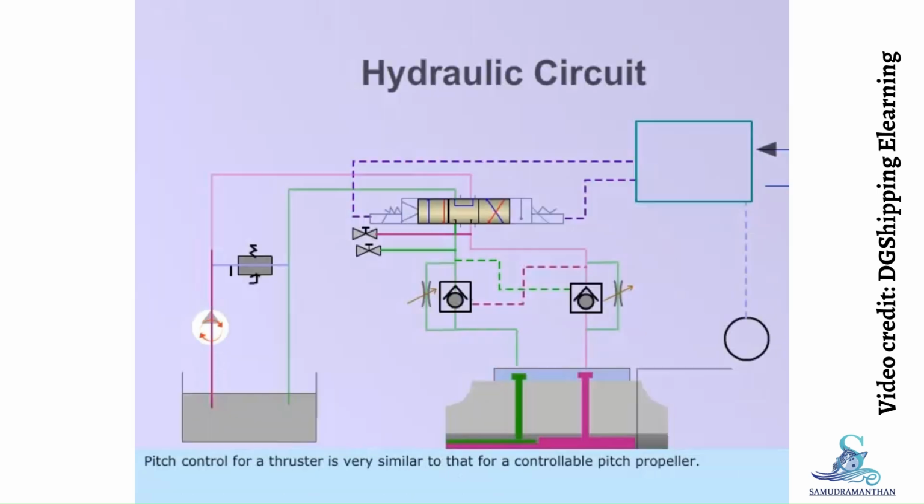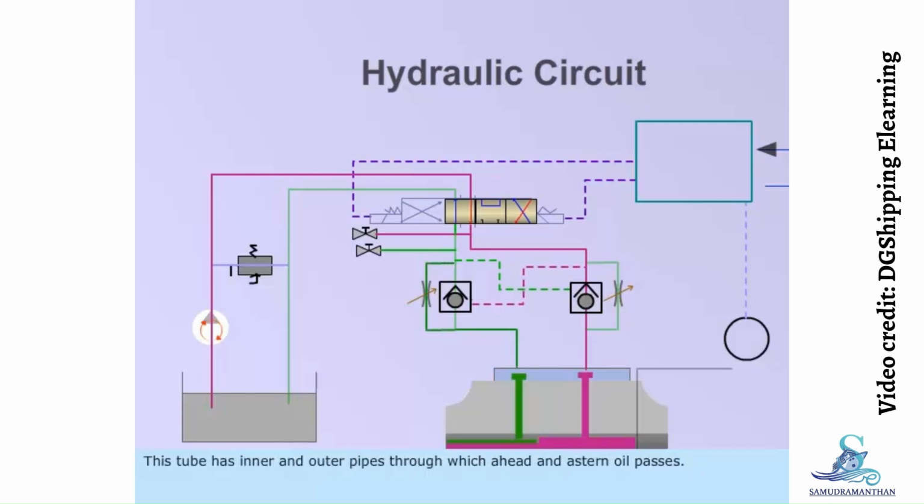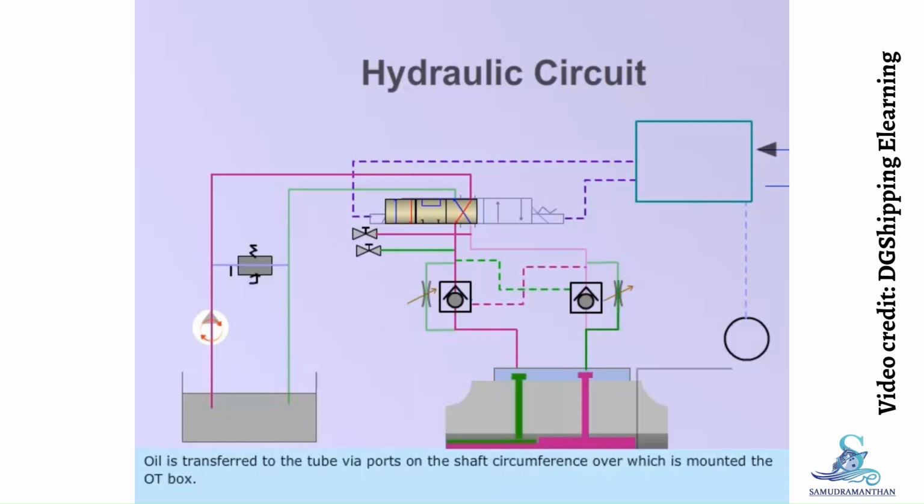Pitch control for a thruster is very similar to that for a controllable pitch propeller. This tube has inner and outer pipes through which ahead and astern oil passes. The tube is ported at either end to allow oil flow and segregated by seals. Oil is transferred to the tube via ports on the shaft circumference, over which is mounted the OT box.